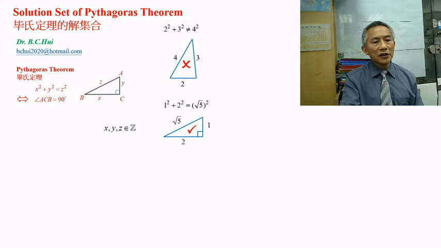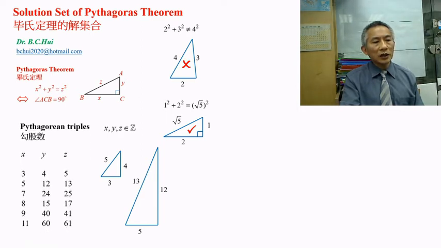The three numbers x, y, and z could all be integers. For example, 3, 4, and 5, or 5, 12, and 13. In such a case, we call the three numbers x, y, and z a Pythagorean triple.